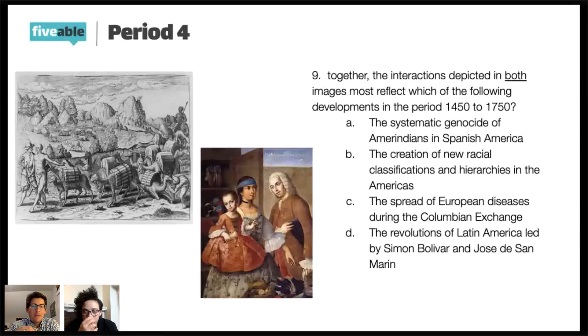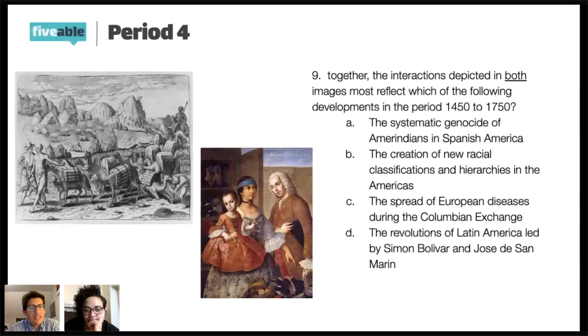A, because of that term systematic, and the image 2 doesn't really lend itself to any specific harsh treatment of Amerindians. So I'd throw that out. In fact, it's kind of the opposite. She looks pretty happy. Exactly. I don't know if she is happy, but I hope she is. Dressed in nice clothes. She looks well, I don't know. Who knows? So we're left with B and C.